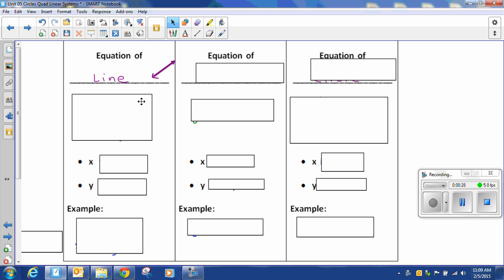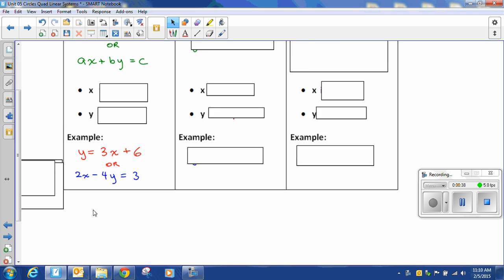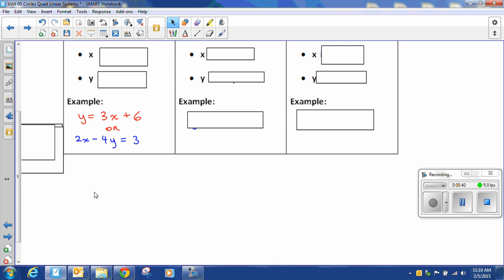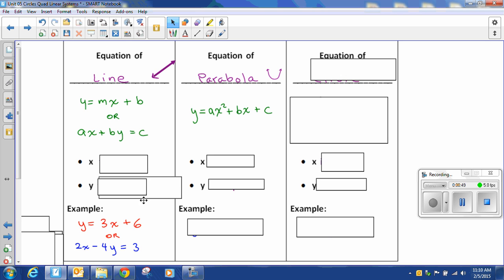And the equation of a line, if you remember from Algebra 1, is y equals mx plus b, which is your slope-intercept form, or ax plus by equals c. Some examples would be like this, y equals 3x plus 6, or 2x minus 4y equals 3. The equation of a parabola we just had in our quadratics unit is y equals ax squared plus bx plus c. And here's an example of that.